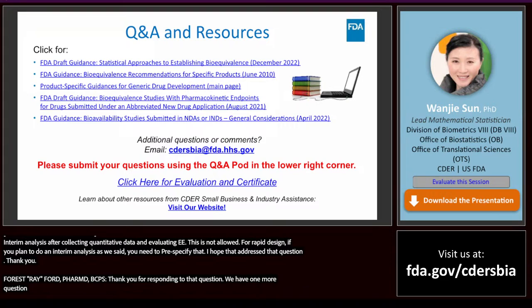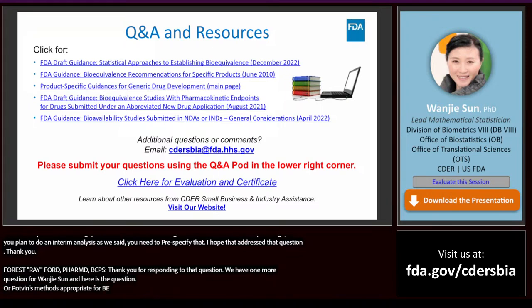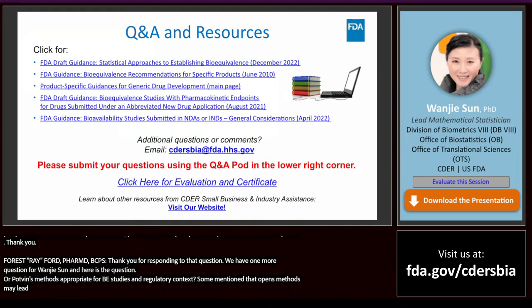Are Potvin's methods appropriate for BE studies in the regulatory context? It has been mentioned in some literature that Potvin's methods may lead to type 1 error inflation by simply combining individual data from two stages.